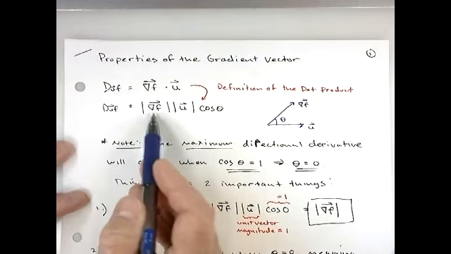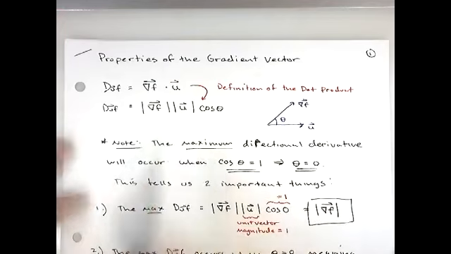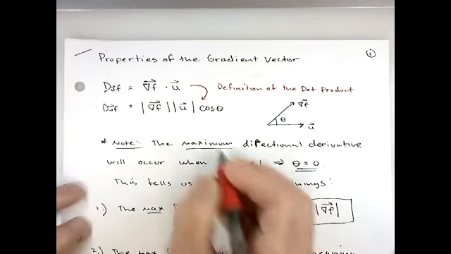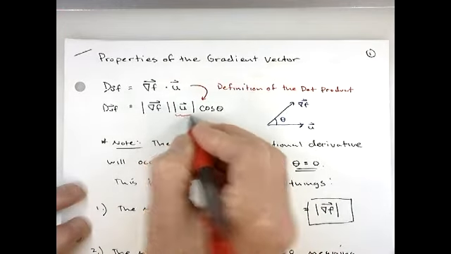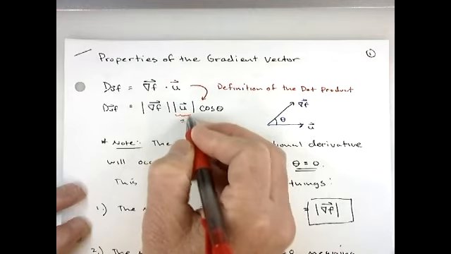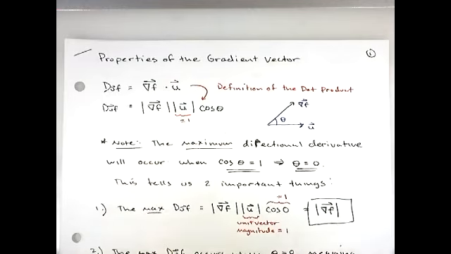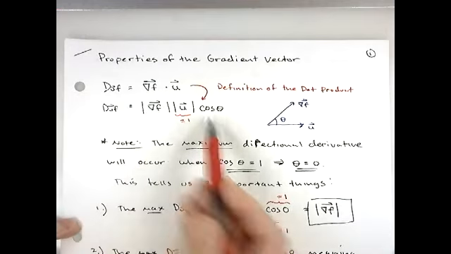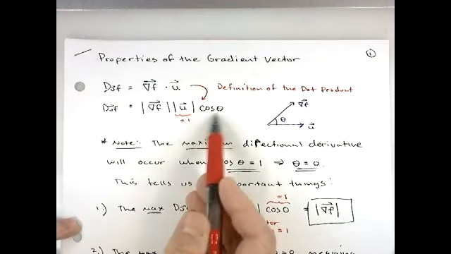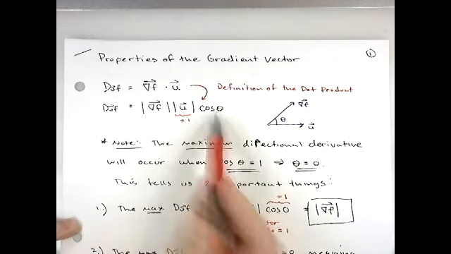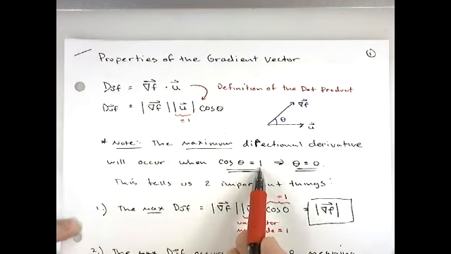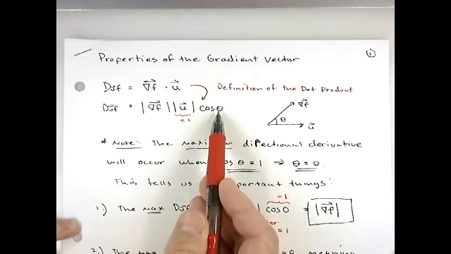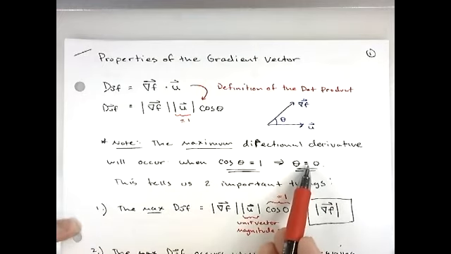Well, if we think about what would make this maximum, remember that the magnitude of a unit vector is always equal to 1. That can't change. By definition, that's 1. The magnitude of the gradient is going to be whatever it's going to be. What's the maximum value for cosine? Well, the maximum value of cosine theta is 1, and that's going to happen when theta is 0.